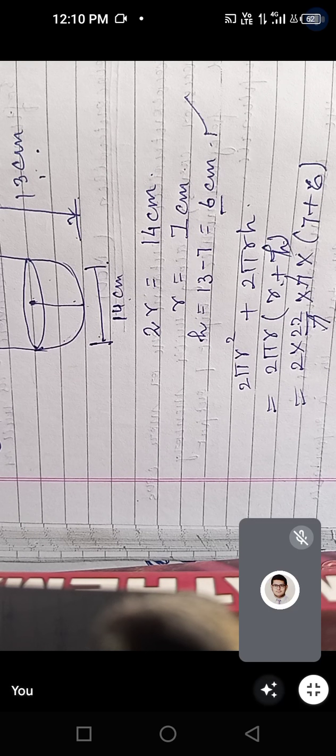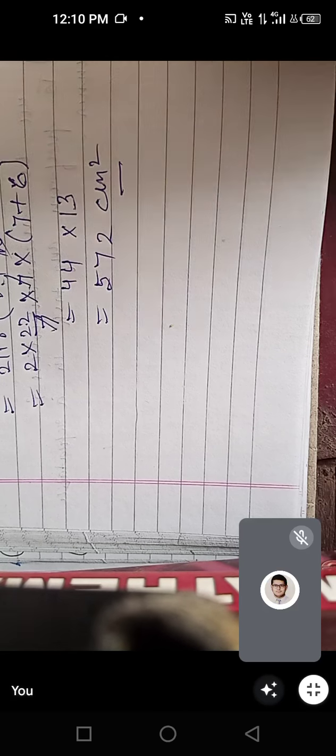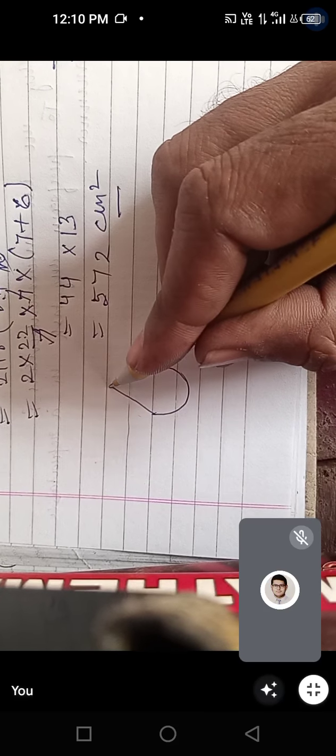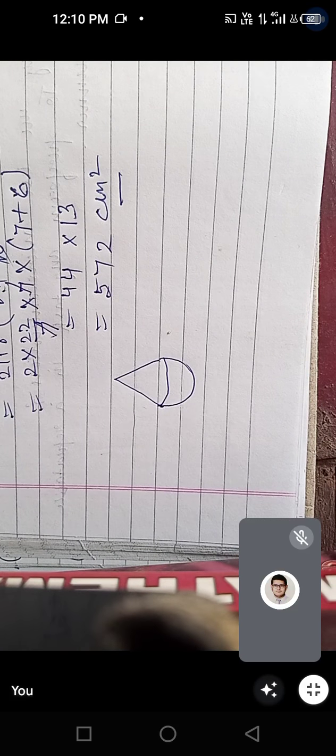Okay, I repeat the question. A toy is in the form of a cone of radius 3.5 centimeter mounted on a hemisphere of the same radius. The total height of the toy is 15.5 centimeter. Find the total surface area of the toy. So you see, in this question there is a toy, and the toy is like this: a hemisphere is there, above that there is a cone.